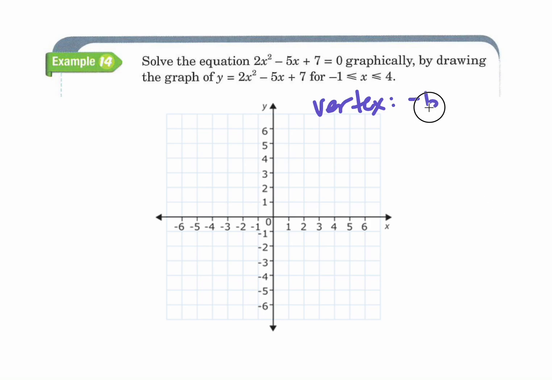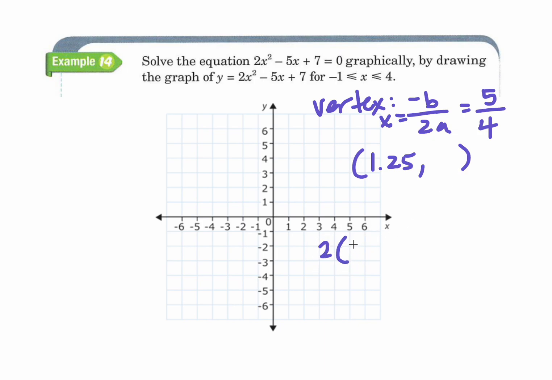So the vertex is negative b over 2a. That's the x value, at least. So this is positive 5 over 2 times 2, which is 4. Okay, so the x value is 1.25, or 1 and a fourth. We need to still figure out the y value.